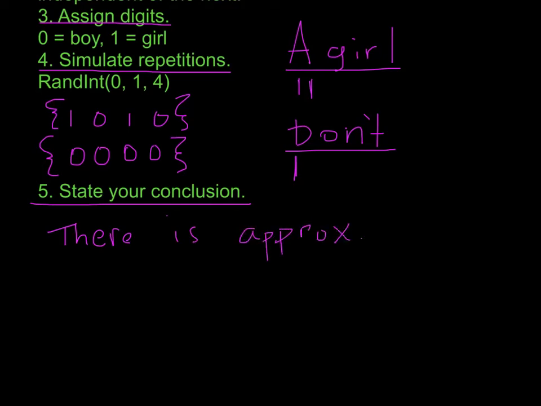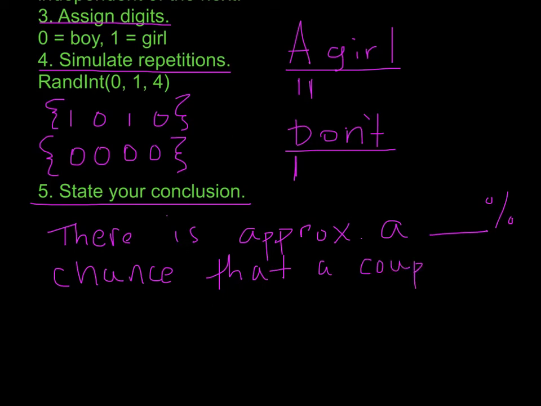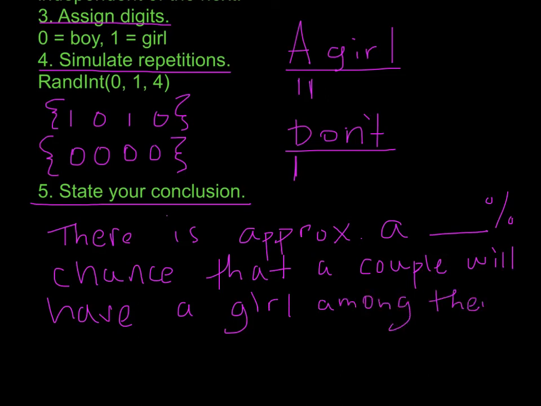a whatever you get % chance, and then you're going to restate the problem, that a couple will have a girl among their first 4 children. A full sentence that restates the problem. And then you're done.